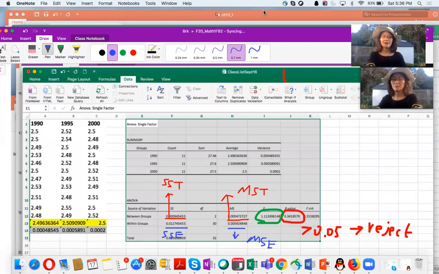All right. So in summary, in this lecture we went over the requirements for conducting an ANOVA test. There are 4 requirements. And then we calculated test statistics, both by hand and by Excel. We also did a hypothesis test based on the p-value to test if 3 population means are the same or at least one population mean is different from the others.